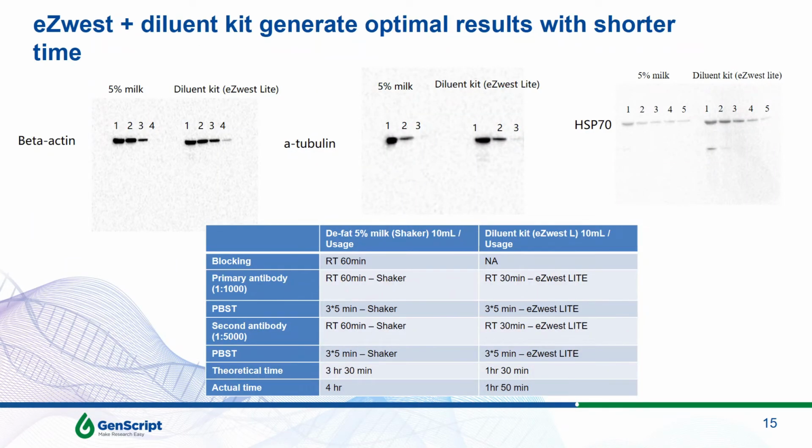Here's the data demonstration comparing traditional milk blocking reagent on a shaker versus the eZwest with diluent kit combination. As you can see the time used in each step, adding up to 4 hours for the traditional method and only about 1 hour and 50 minutes for eZwest. eZwest also generates, if not better, then similar results to the traditional way, so its automated design is not compromising the gold standard quality for our researchers.